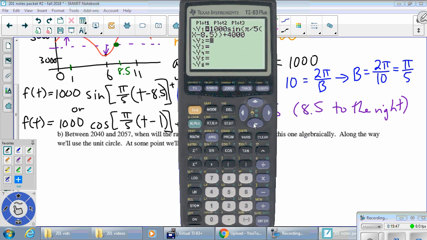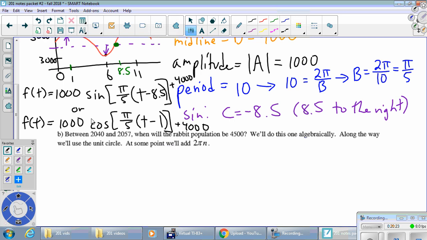Okay, but we also came up with a cosine formula, so let's try that one too. 1,000 cosine of the same pi over 5, parentheses x, but this time it was a minus 1 for the cosine, close, close, plus 4,000. Now, if I did this correctly, I'm not going to see anything when I hit the graph button. So what we're going to do instead is come over here all the way to the left, highlight this thing, and hit enter, and it makes it thick. So it's going to graph a thick version of this thing. It should graph perfectly on top of the sine function, which we already graphed. Oh, so wonderful.